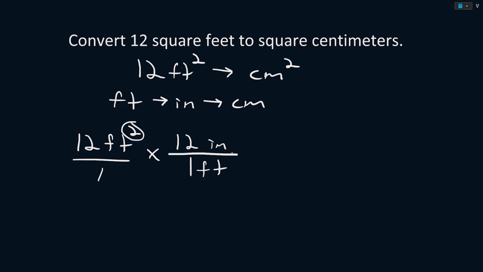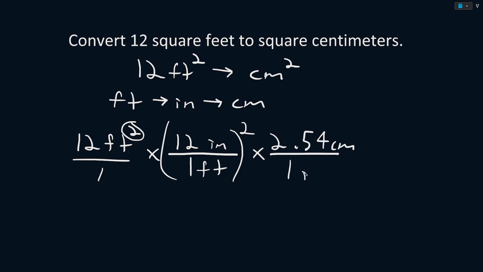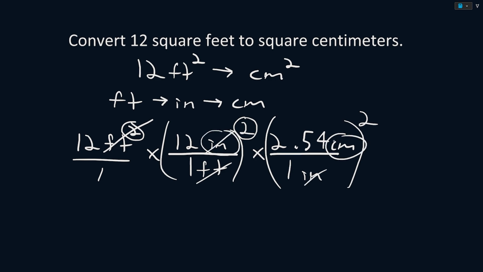But because the feet are squared, we need to also square our conversion factor. Now we can convert from inches to centimeters by multiplying through a conversion factor of 2.54 centimeters for every 1 inch. And because inches are squared, we also need to square this conversion factor. Solving this, we get that the feet squared cancel and leave us with inches squared, and then the inches squared cancel, leaving us with centimeters squared. This gives us that 12 square feet is equivalent to 1,114.8 square centimeters.